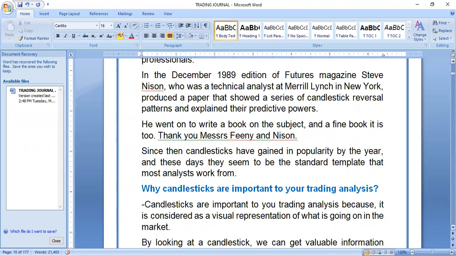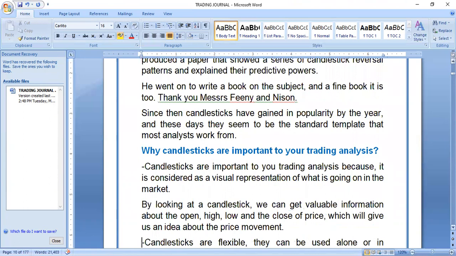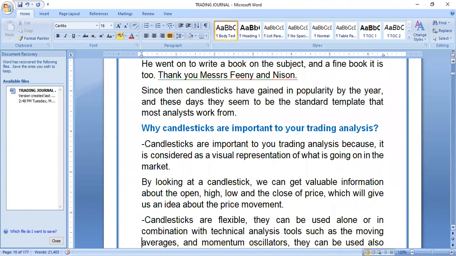Why are candlesticks important to your trading analysis? Candlesticks are important to your trading analysis because they are considered a visual representation of what is going on in the market. You can analyze that part.